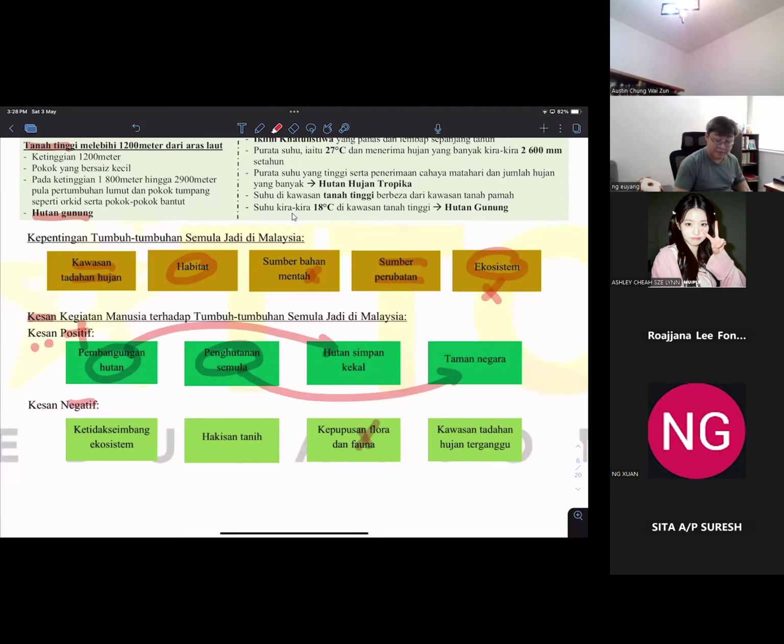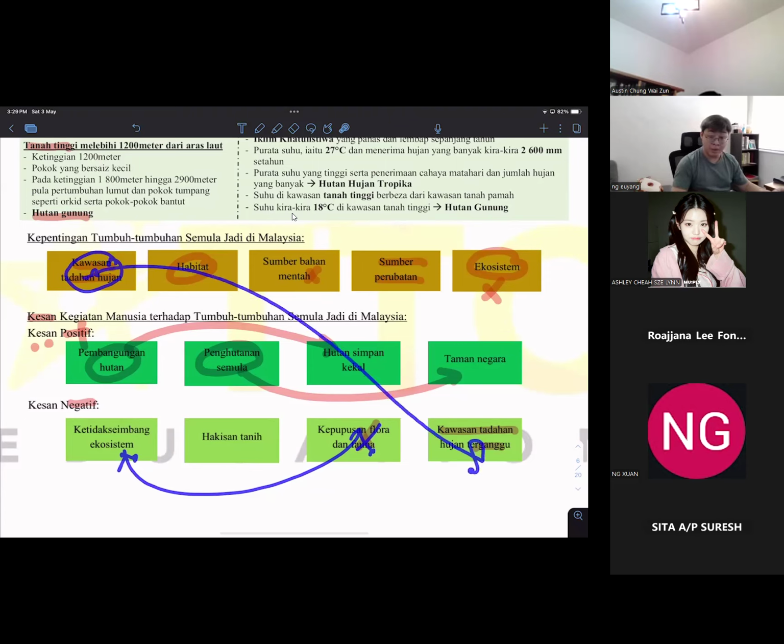So negative, no more ecosystem because of kepupusan flora dan fauna. So if there's no flora and fauna for the tumbuh-tumbuhan sebelah jadi dan hidupannya, so all the kawasan tanah hujan also terganggu, which means when there's no more plants and animals, ecosystem, food chain is not going to exist. And then when there's no more trees within the hutan gunung and hutan hujan tropika, tanah tinggi, right? So which means all the water cannot store within the jungle, within the hutan hujan and hutan gunung. So the water is going to keep flowing because no more akar trying to grab all the soil.